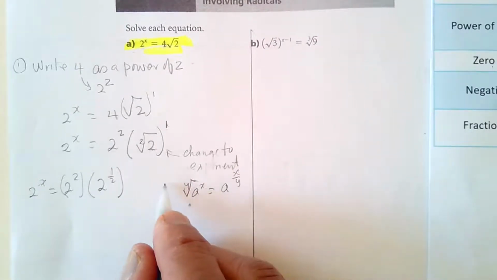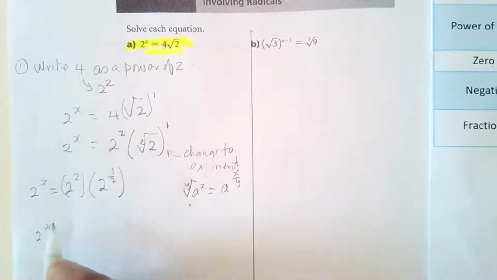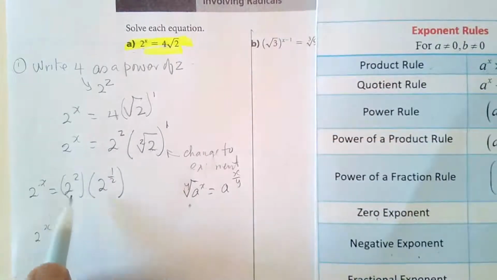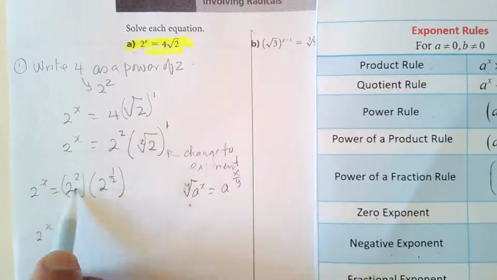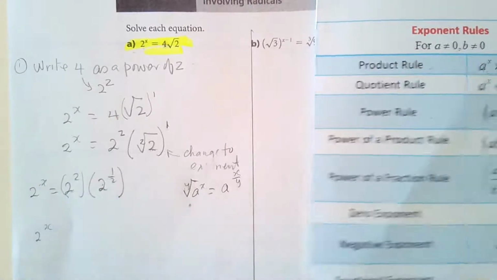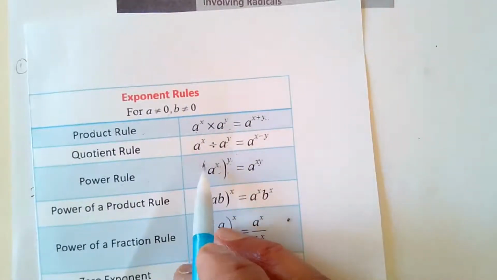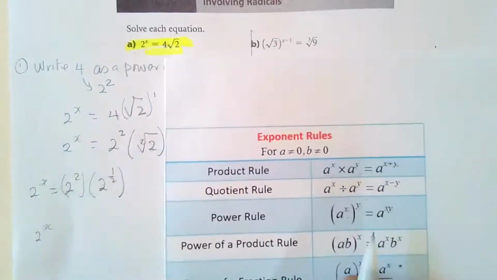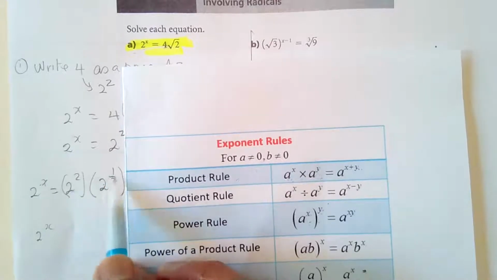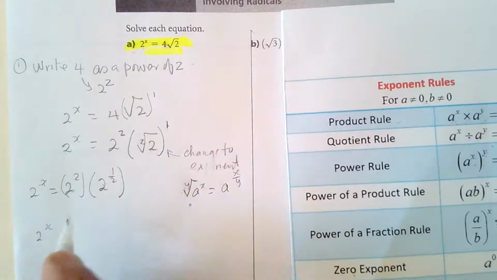So using this rule, next step, now we have 2 to the x. We are going to apply the product rule now. If we have two bases that are the same and you're multiplying, the product rule says to add the exponents. Since the base is the same, the exponent now, we are going to add the exponents, and that's why we're doing this part.